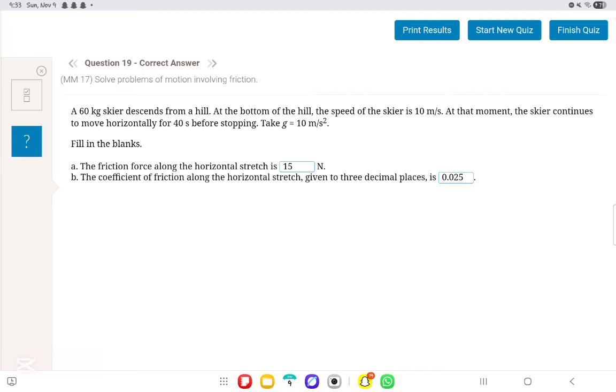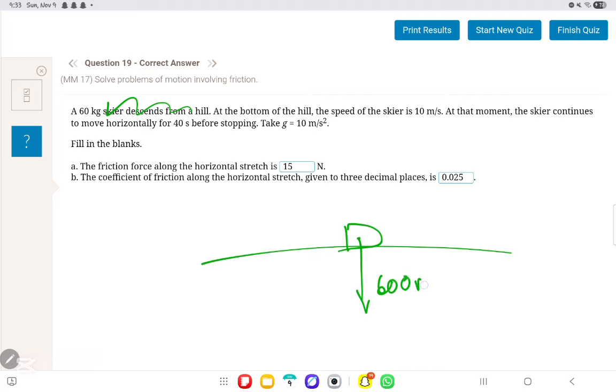A 60 kg skier descends from a hill. At the bottom of the hill, the skier moves at a speed of 10 meters per second. The skier continues to move horizontally for 40 seconds before stopping. Take g to be 10 meters per second squared. So they're ignoring him descending. Now he's on a flat surface, right? He has his weight, 60 kg or 600 newtons, and he's moving at a speed of 10 meters per second.